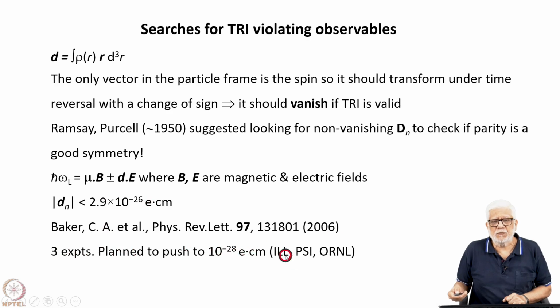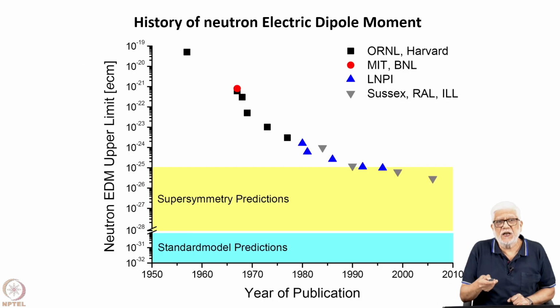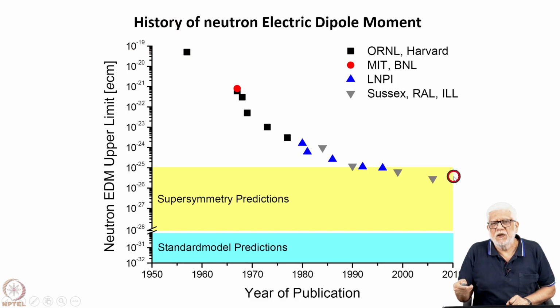And there are several of these projects going on in Institut Laue-Langevin in France, at the PSI in Switzerland, and at the Oak Ridge National Lab in the US. So, the history of the measurements of, or bounds on, the possible electric dipole moment of the neutron is given here. The early ones gave a bound of 10 to the minus 19 e cm, and over the years, this is taken actually from a review article, I think of Ramsey probably, the bound has improved by about a millionfold.